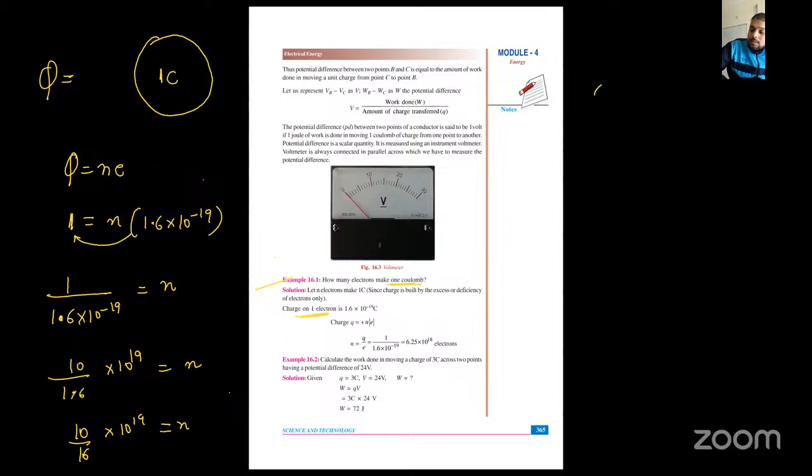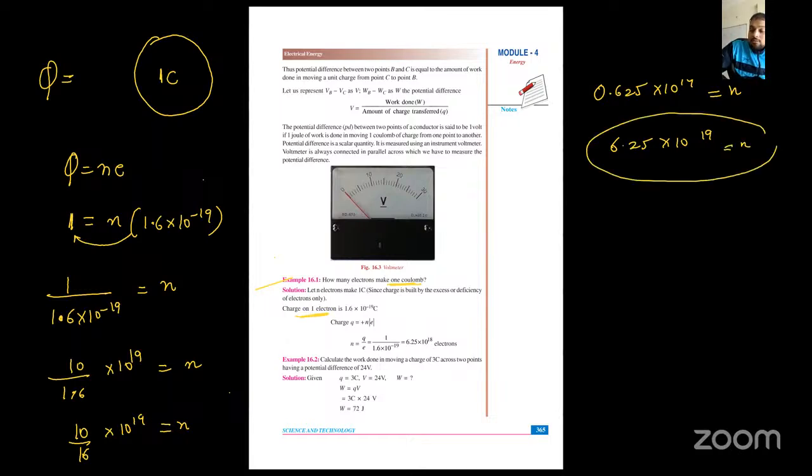And so it will become 0.625 into 10 to the power 19. And so 6.25 into 10 to the power 19 N. So it means that this much electrons are needed so that the body can possess 1 coulomb charge.